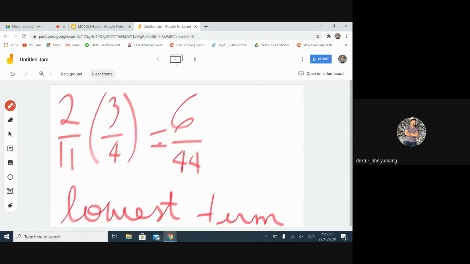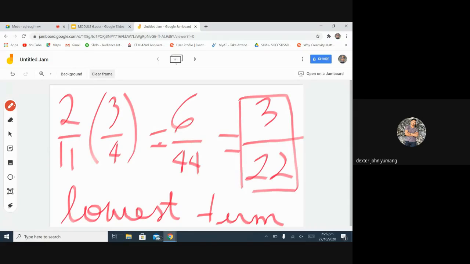Yung 6, pwede po siyang i-divide sa 2. Tama. Ang 44, pwede po siyang i-divide sa 2. So, kung i-divide natin ang 6 sa 2, magiging 3 na siya. Ang 44, magiging 22. So, that is the answer, 3 over 22. So, what if ganito ang sagot nyo, 6 over 44? Tama po yan. Pero what if nakalagay sa instructions, find the lowest term? So dapat ang sagot nyo 3 over 22. Pero kung hindi ko nilagay sa instruction na find the lowest term, okay lang po yung 6 over 44. So next, divide naman tayo.